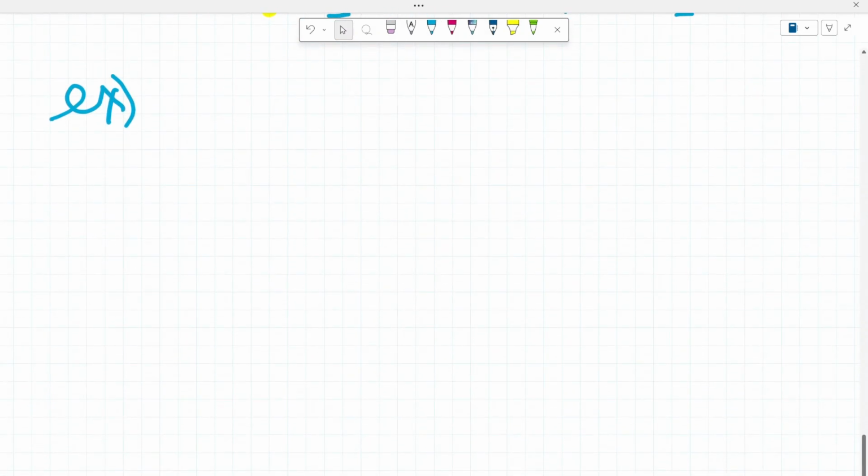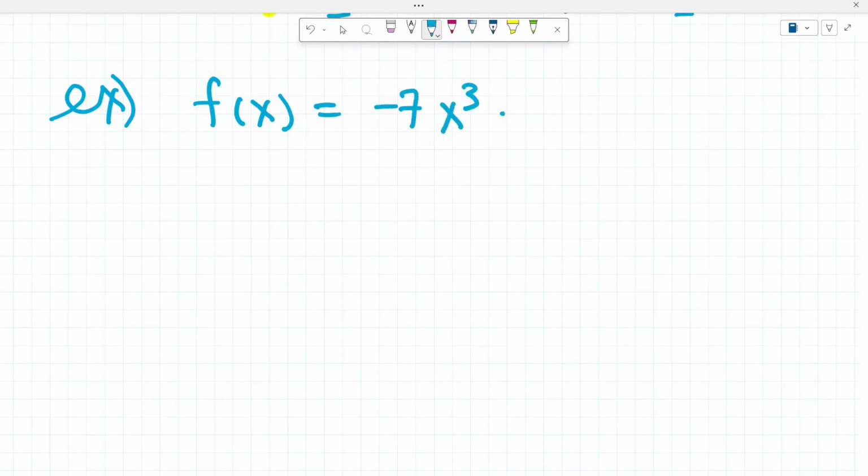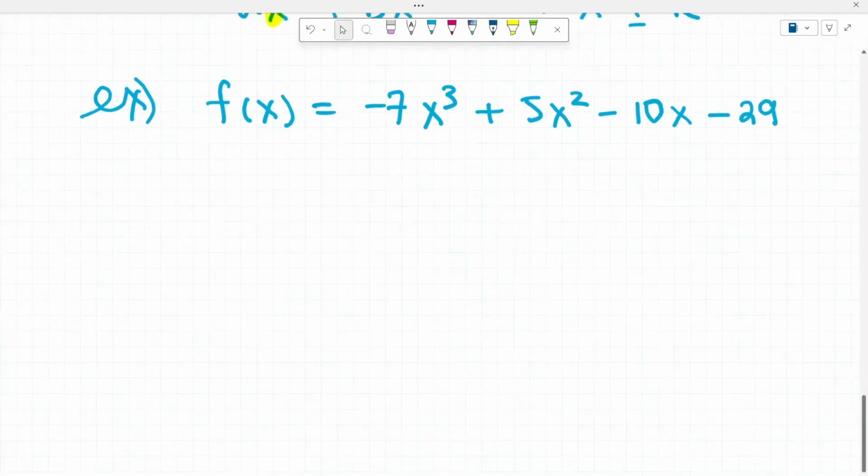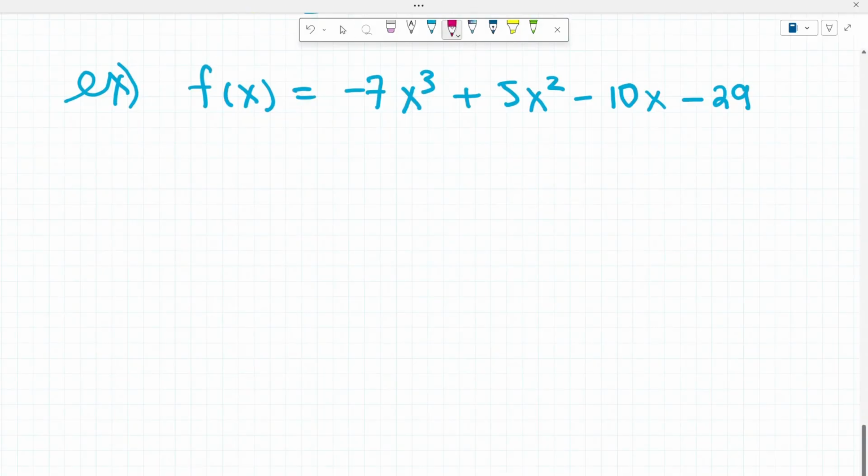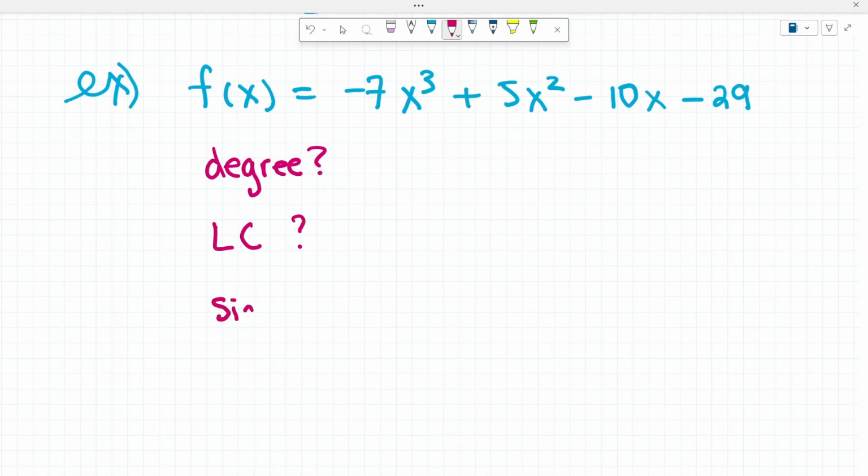So we're going to do one more example here where we try to find the degree and the leading coefficient. So let's say we have f of x equals -7x^3 + 5x^2 - 10x - 29. So in this case, we want to ask two questions. What is the degree? And what is the leading coefficient? And what is the sign of the leading coefficient?